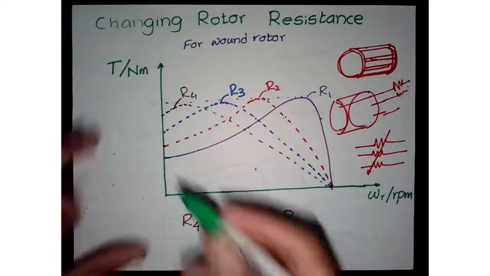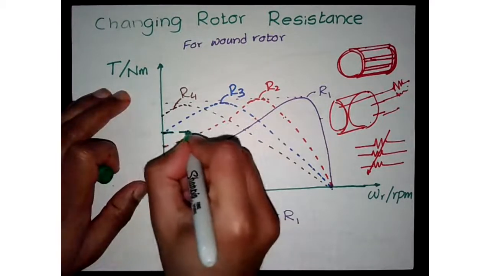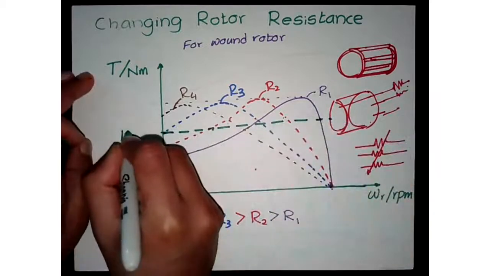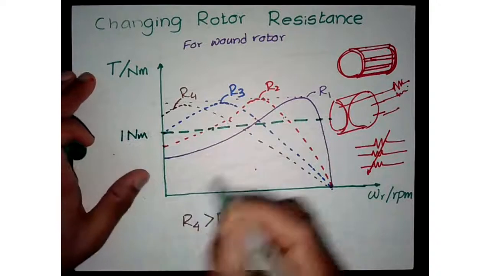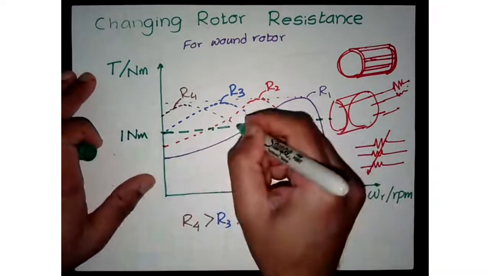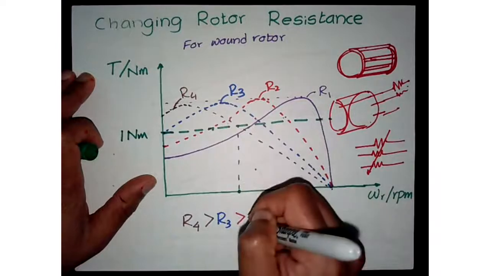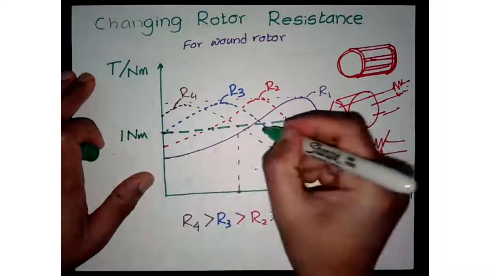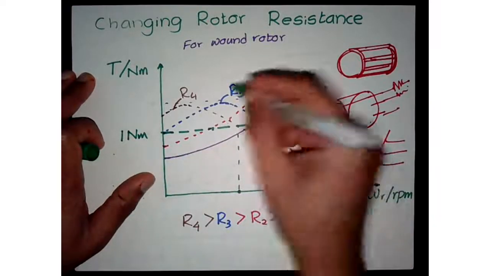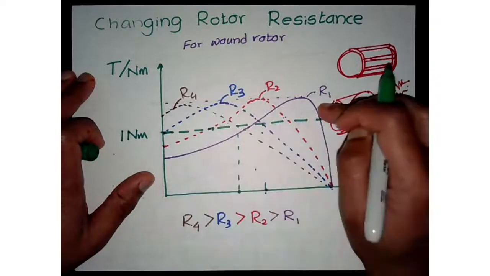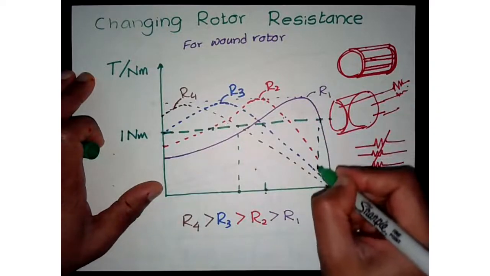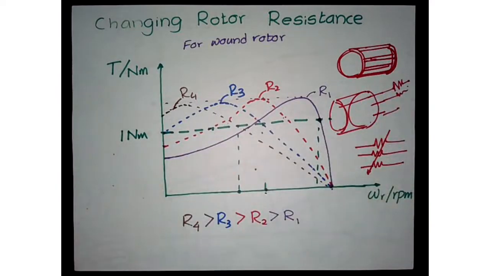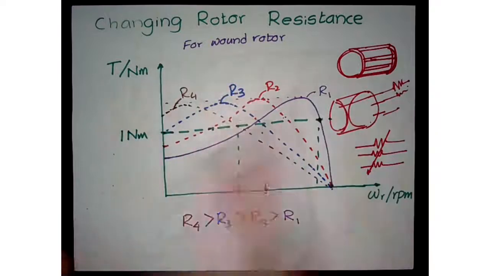Let's say, for example, I want this torque, let's call it 1 Newton meter, just an example. If I want 1 Newton meter at this speed, I will set it to R4, the rotor resistance. I want 1 Newton meter at this speed, I will set it to R3. If I want to go all the way to full speed, I will set it to R1. So now by adjusting that rotor resistance, you can control where you are at.